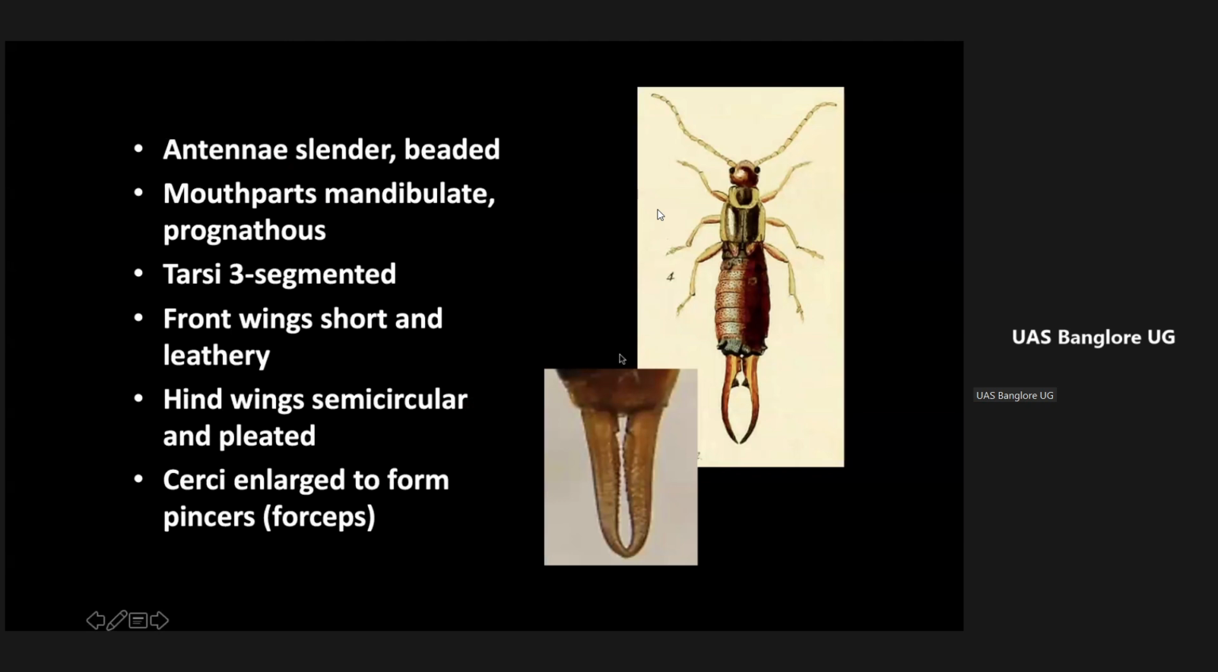So pleated means they have margin-like structures. Hind wings are semicircular, and cerci is enlarged to form a pincers. So they have forceps-like pincers, which are very, very hard. So that is the character. Mouth parts mandibulate. Then forewings are shorter and leathery. Hind wings are semicircular, and they have a pincer-like, forceps-like structure of cerci. So this is the identification character.